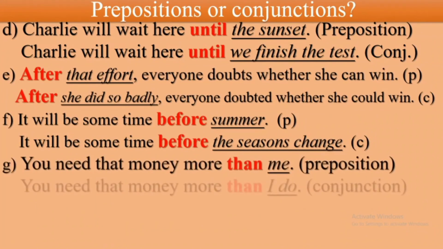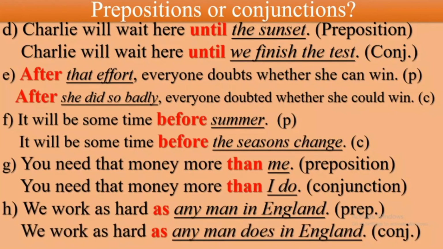The more examples are here. I am not going to read out the examples. Notice the differences between a clause and a phrase. And the clue, which is italicized and underlined, will help you to understand. For example, example number E, after that effort, everyone doubts whether she can win. But after she did so badly, everyone doubted whether she could win.